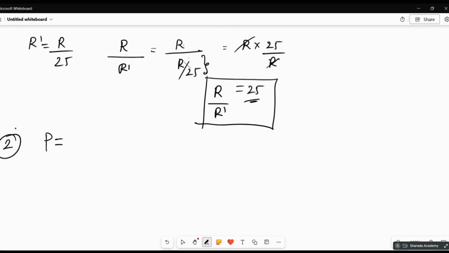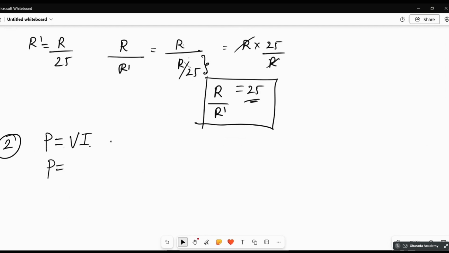Last class only we studied E by T. What is E? E where we use W by V. Power is V into I. V into I. Okay. Then P is equal to V into I.